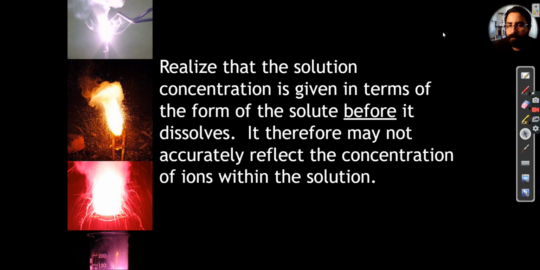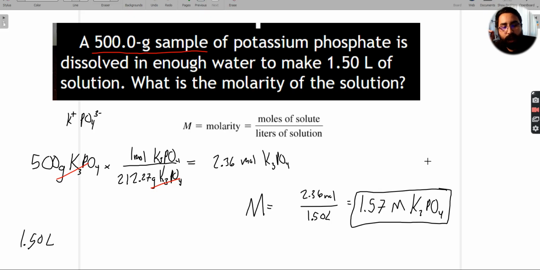Now, this is important right here. Even though our concentration is 1.57 molar, the real concentration can be less than this because of what we learned in the last video. Remember, I said that weak electrolytes don't fully dissolve? That might be an issue when we have 500 grams and not all of it dissolves. So how do we account for that?